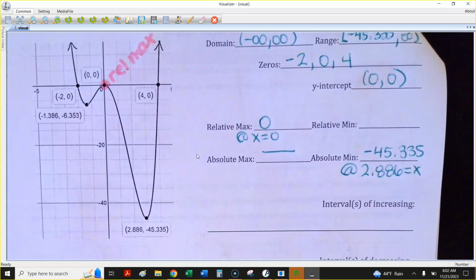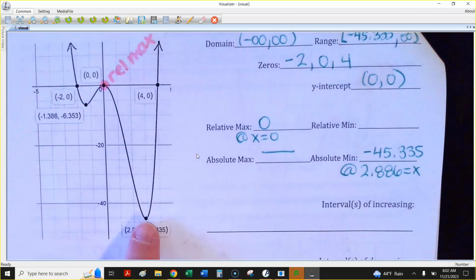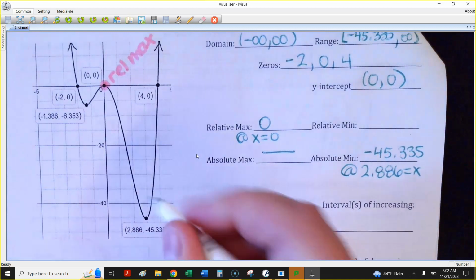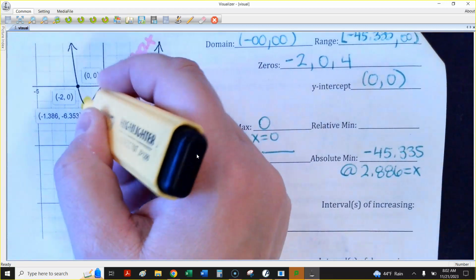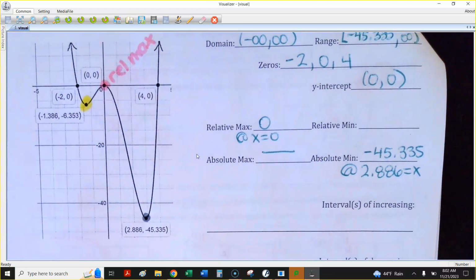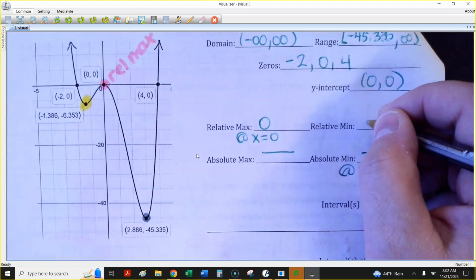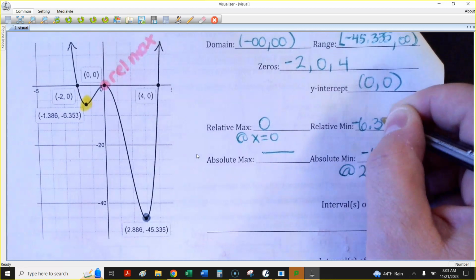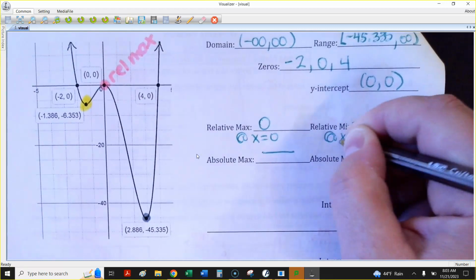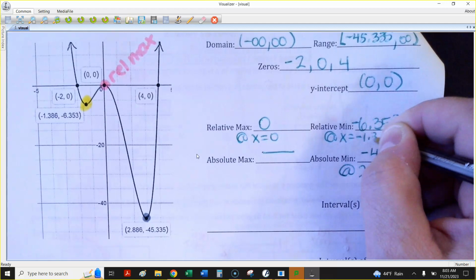Can anybody, I have an absolute minimum, right? That was all the way down here. This, right, this negative 45.335. So that's the absolute minimum. What number is going to be my relative minimum? Yes, this one right here. All right. Oh, sorry, I should have given you guys a little more space. So this would be the y coordinate always for these, 6.353, and I'm going to say that occurs at the x value, negative 1.386.